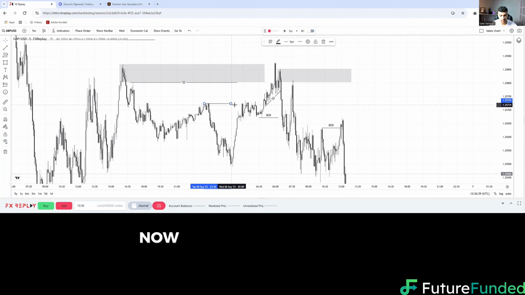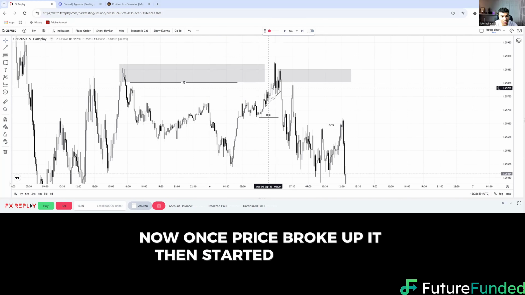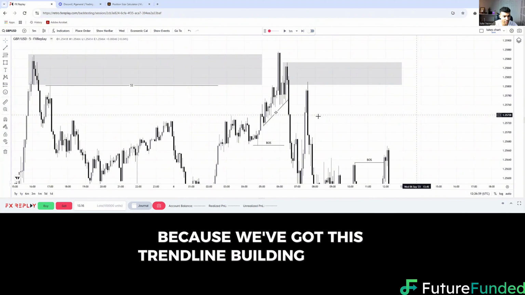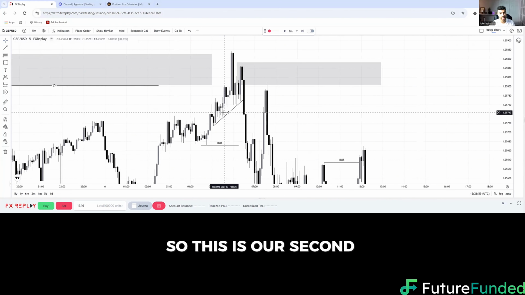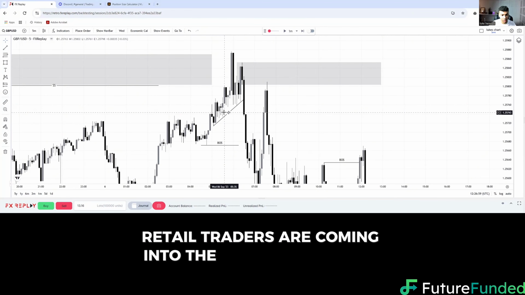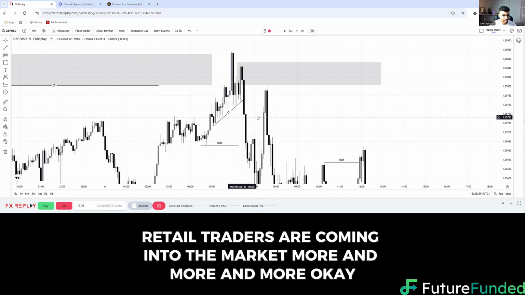Now, once price broke up, it then started to create liquidity. And we know that because we've got this trend line building up right here. So this is our second indication that price is just building more and more liquidity. Retail traders are coming into the market more and more. And then what does price do?